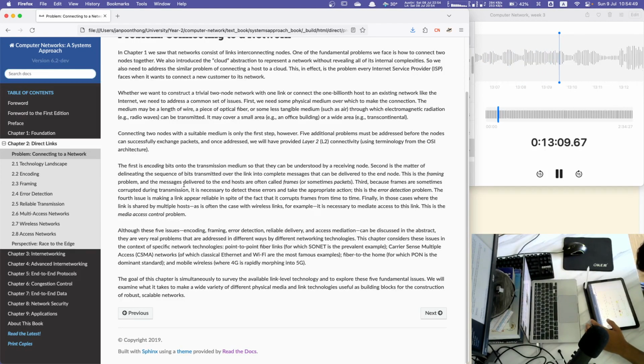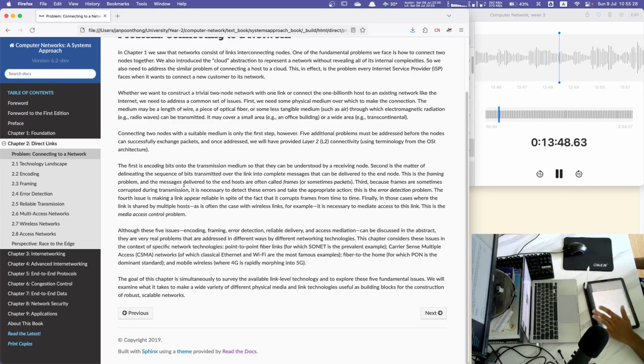But there is another problem here. The data packet must be encoded. That means the first issue is encoding bits onto the transmission medium so that the receiving node can understand them. The real data must be converted to a different form. What is encode? Encode means data is converted into transmission form. Here we don't talk about the electromagnetic world, we talk about binary data.